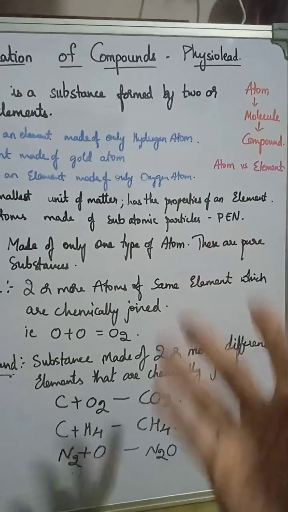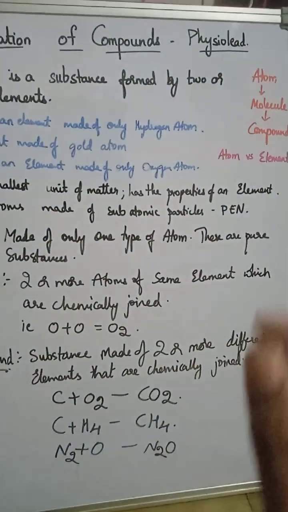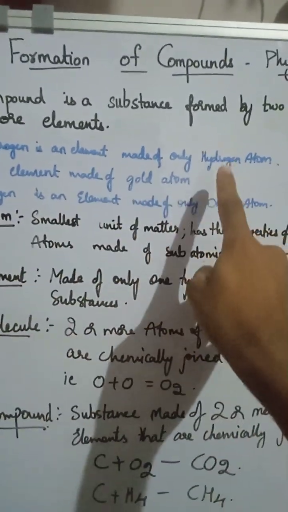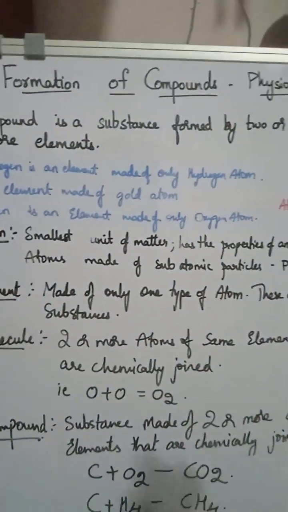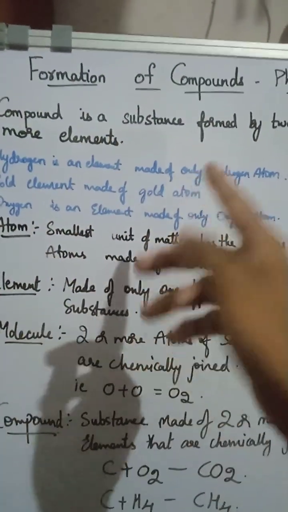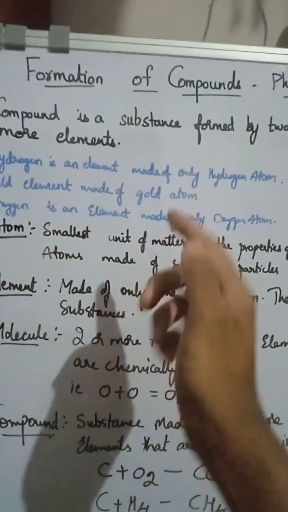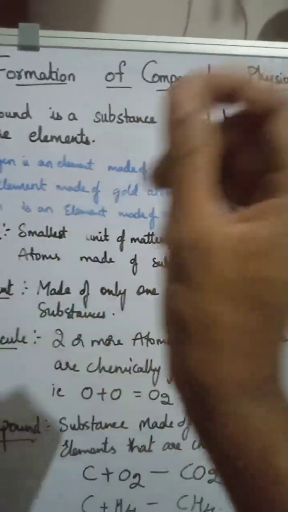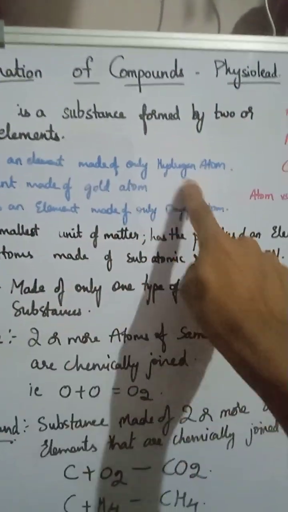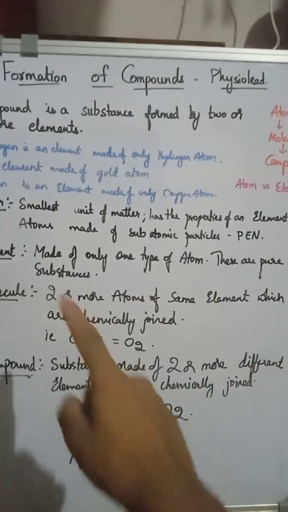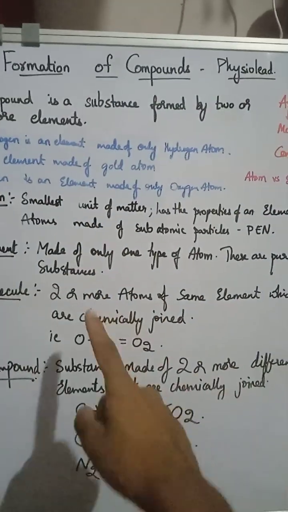If I have to give an example, oxygen or hydrogen. Hydrogen is an element made up of hydrogen atoms. Purely hydrogen atoms are present in the hydrogen element. Gold is an element which is made up of gold atoms. Oxygen is an element which is made up of oxygen atoms. In such a way, elements are pure substances which are made up of only one type of atom. I hope I'm clear. So that is atom and element. Then molecule.